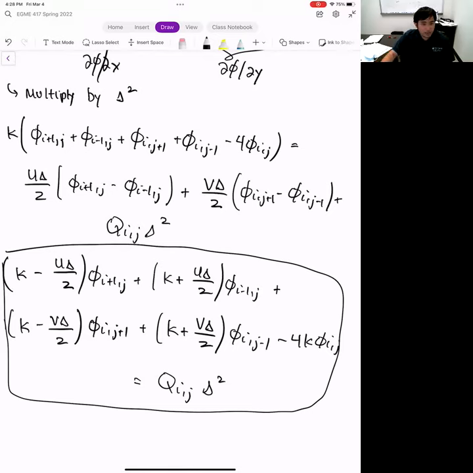Okay, and so I think that's everything that I wanted to talk about in terms of 2D convection diffusion. So that should give you a good review of these topics and a good overview of what to expect on the exam regarding these topics.